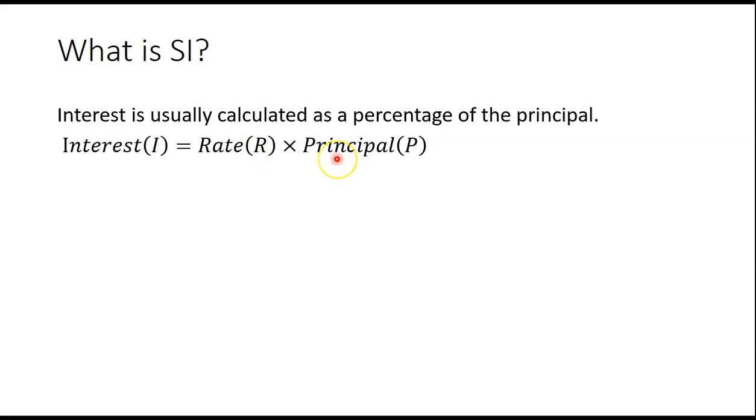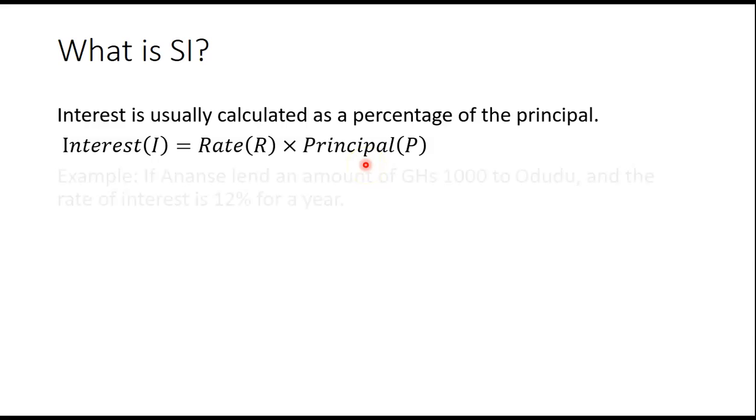Rate times principal. Please, I know right now you'll be thinking interest is equal to rate times principal times time over 100. No, we aren't there yet. You just take a look at something. Interest is equal to what? Originally, interest is equal to rate times principal. The rate of the interest times the principal. Principal stands for the amount you've given out.